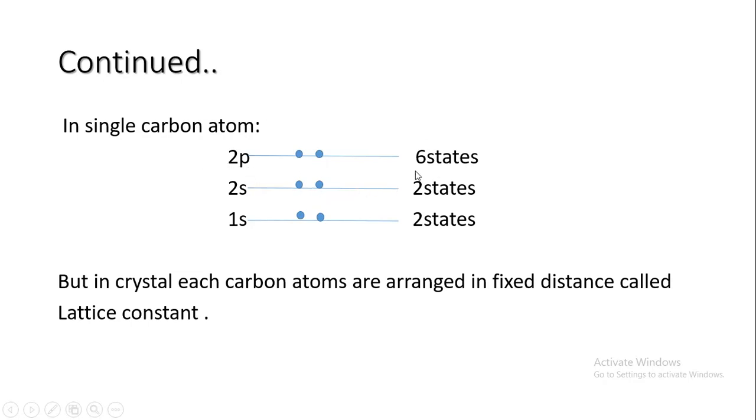And in 2p you can see, guys, there are 6 states, but we are having only 2 electrons. But in a crystal, each carbon atom is arranged at a fixed distance, which is known as the lattice constant.